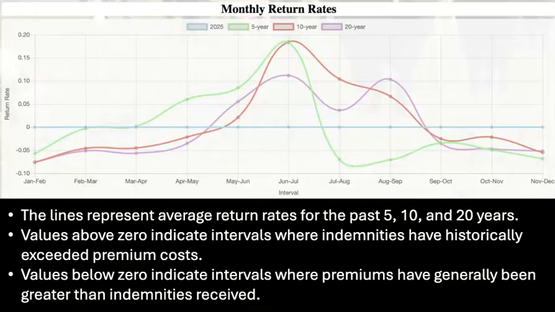This graph combines both the cost of coverage and the historical indemnity performance of each interval to show which intervals have provided the best overall return over time. The lines represent average return rates for the past 5, 10, and 20 years. Values above 0 indicate intervals where indemnities have historically exceeded premium costs. Values below 0 indicate intervals where premiums have generally been greater than indemnities received. When combined with the rainfall, indemnity, and premium graphs, the return rate graph helps producers evaluate which intervals may offer the greatest value for their specific operation.